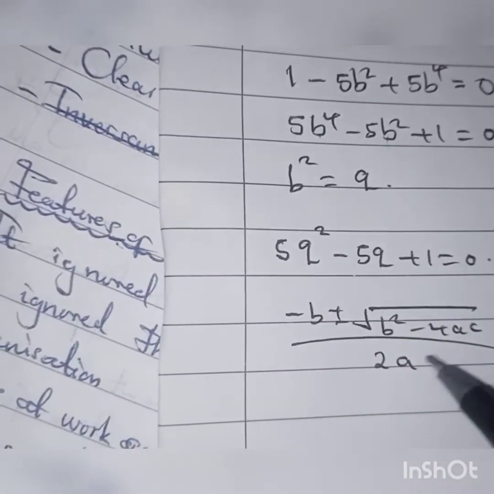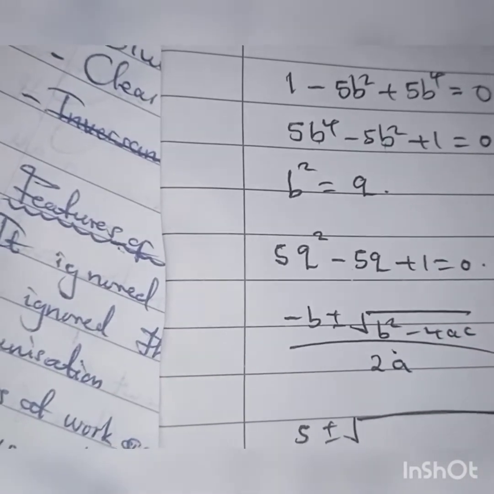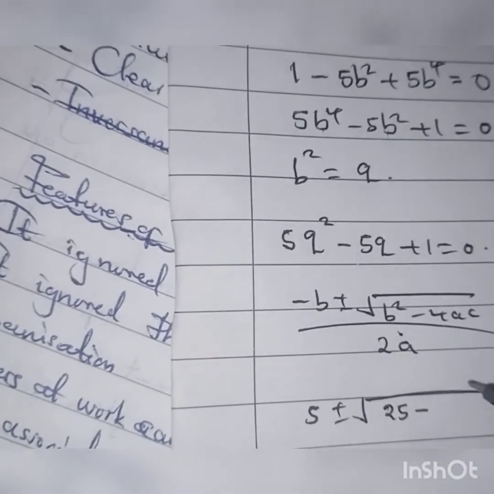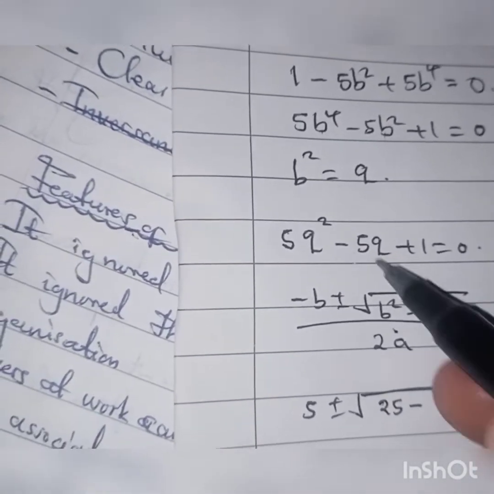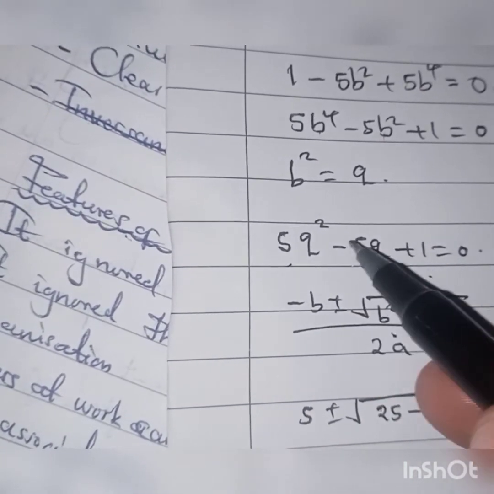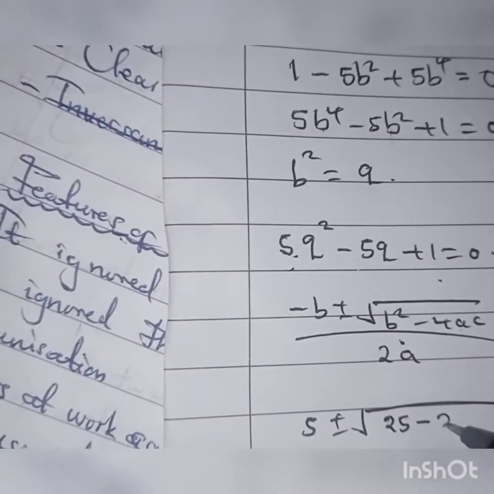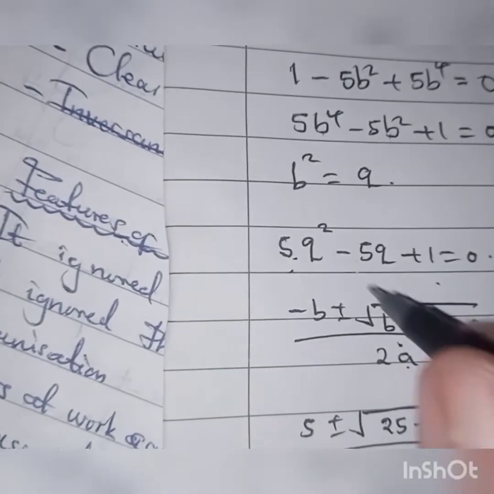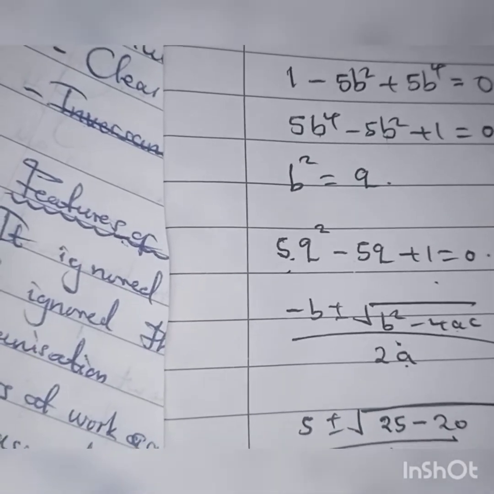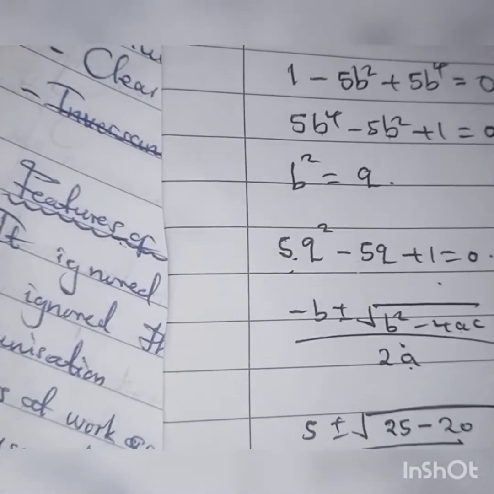So minus b, so it will be 5, plus or minus the square root of b squared, so the square root of 25, minus 4 multiplied by 5, which is 20, multiplied by c, which is 1. So minus 20, all over 2 multiplied by a, which is 10. Therefore, 5 plus or minus the square root of 5, all over 10.